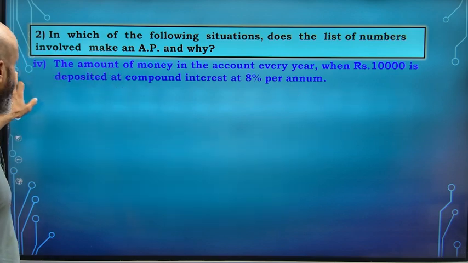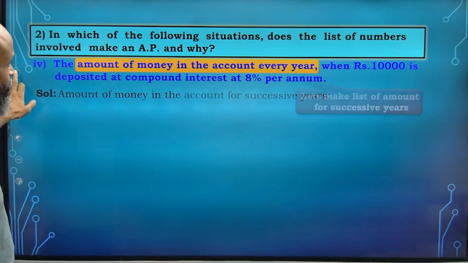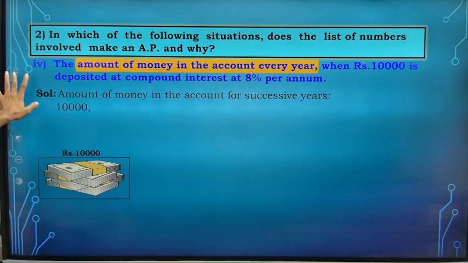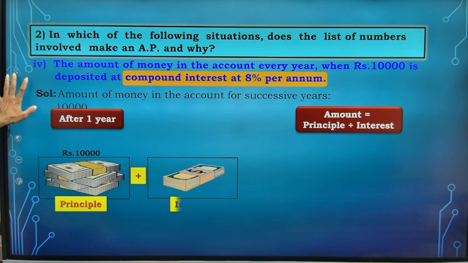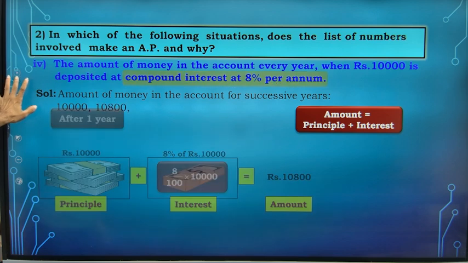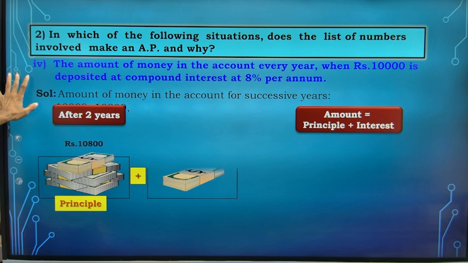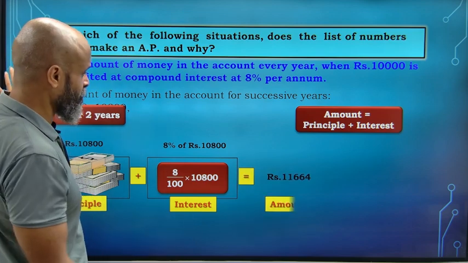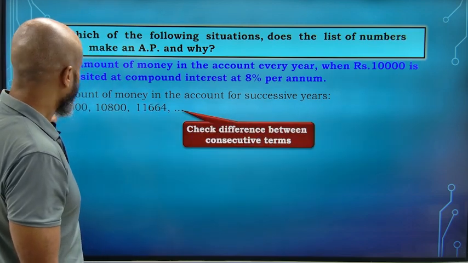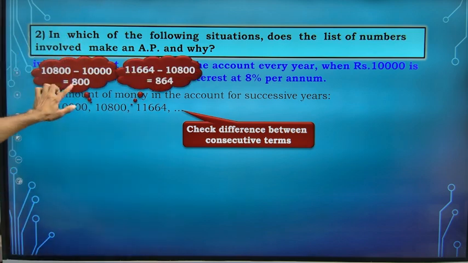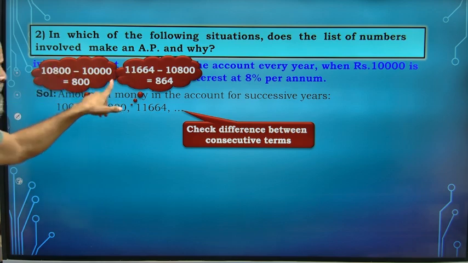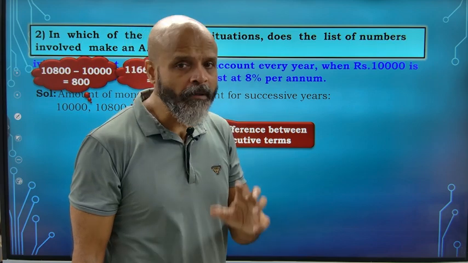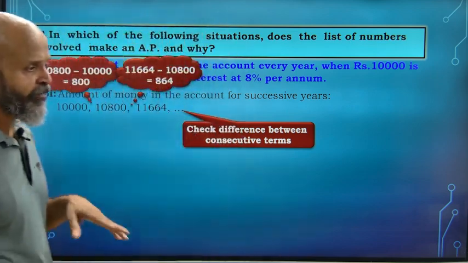Okay, so sorry. So let's make amount of money in the account for successive years. First year it is 10,000. Okay, in the second year we have how much? 10,000 plus 8%, that is 10,800. After 2 years, obviously this will be the principal plus interest 8% of 10,800. That's going to be how much? 11,664. So what is the amount that we are getting? Here the difference is 800. Here the difference is 864. Does this qualify to be an AP? Answer is no, because the common difference is not constant. It is not qualifying for an AP.